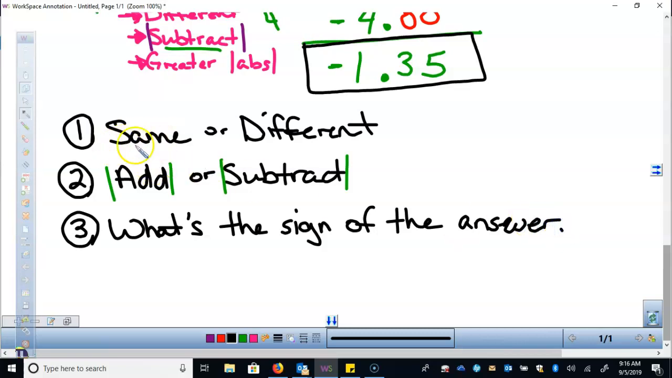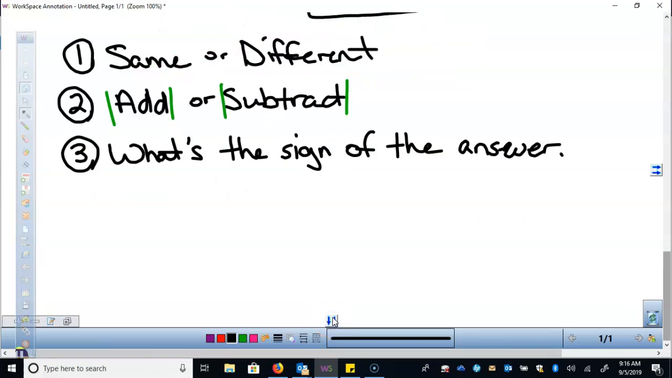When we have the same sign, the sign will stay whatever it was to begin with. When we have different signs, one's positive, one's negative, then we have to figure out which one has the greatest absolute value, because that's the one we have more of, and that's the sign of our answer. Okay, here we go. Fractions.